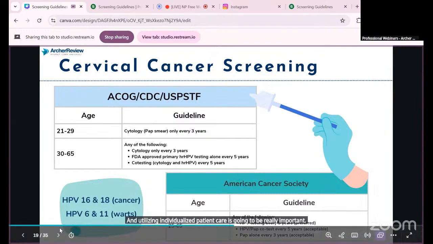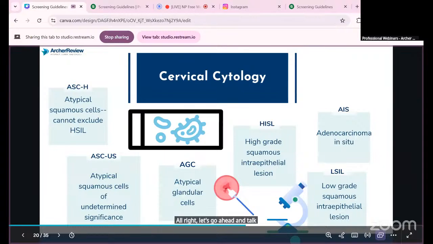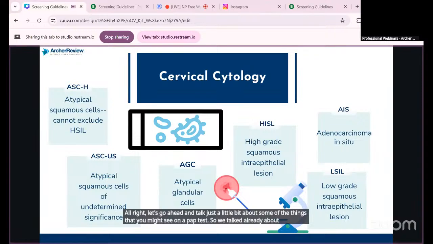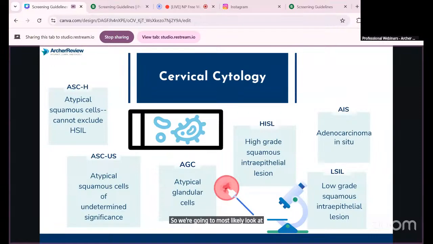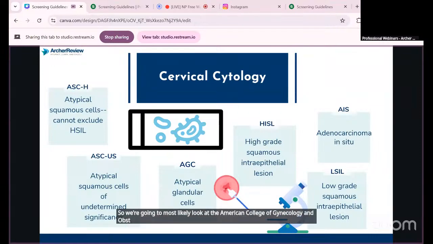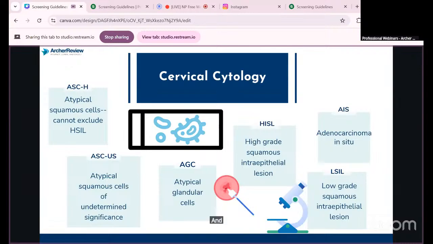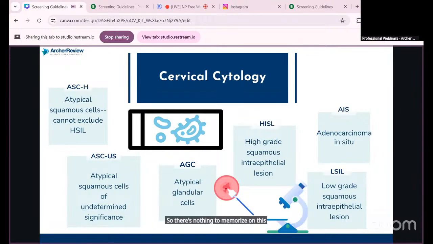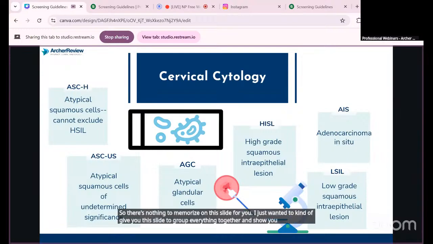All right, let's go ahead and talk just a little bit about some of the things that you might see on a pap test. We talked already about who gets a PAP and how to perform a PAP, but we need to know what to do when the results come back on that path report. We're going to most likely look at the American College of Obstetricians and Gynecologists again, which will help us know what practices they usually follow. So there's nothing to memorize on this slide. I just wanted to give you the slide to group everything together and show you what you could see on a path report.